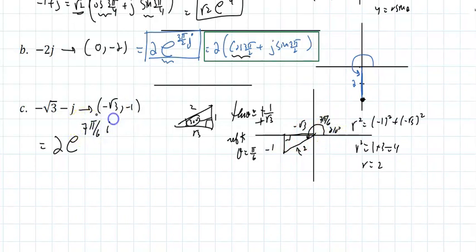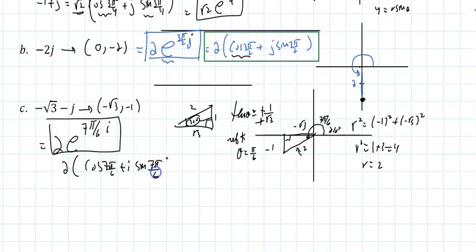So to us, that's the answer. We're done. The book will most likely write this as twice the cosine of 7 pi over 6 plus i, the sine of 7 pi over 6. Whatever you like, you could write. And that's all there is for this section.